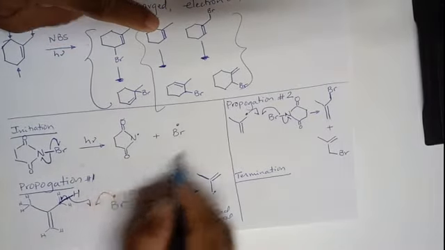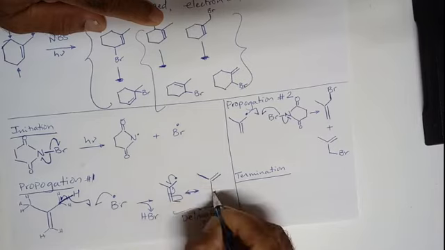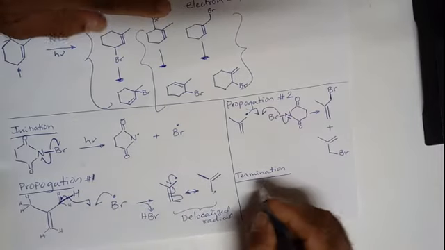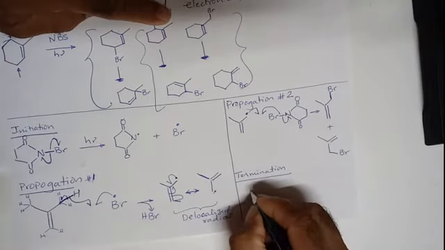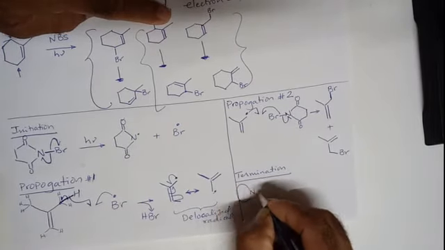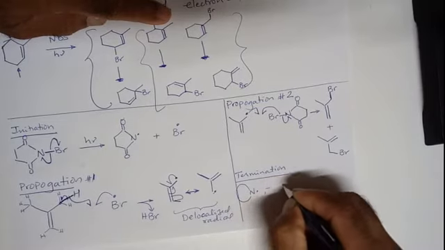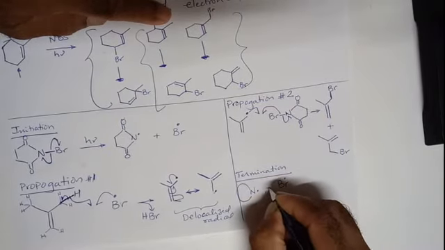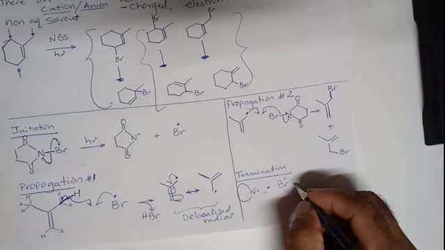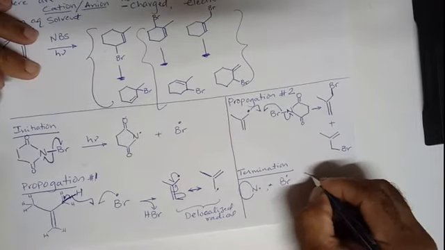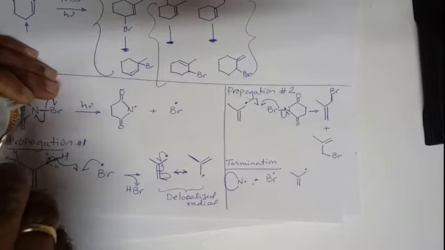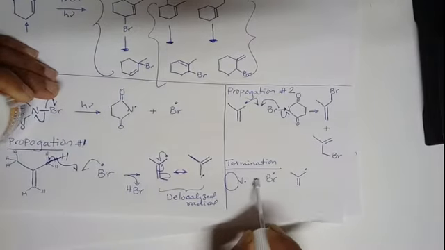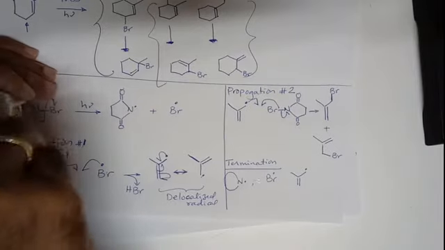Termination is, what do we do in the end? When we created radicals in this particular system, who are all the radicals that we have come across? We have come across that radical. We have a nitrogen radical, and a bromine radical, and we also have that radical. Those three are the players in this game. So termination must be involving one of those three or more than one of those three.